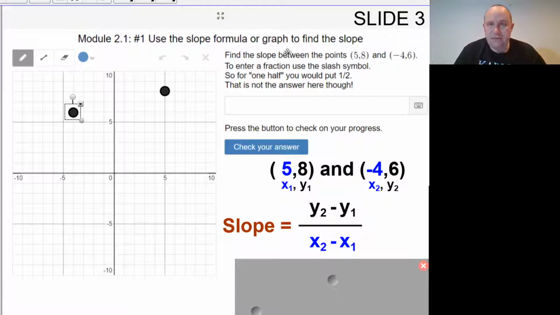So first question is, find the slope between these 2 points. And as a reminder, if you want to enter a fraction, you've got to use the slash symbol, which has got the question mark above it on your keyboard. And this one's not multiple choice, so you're just going to type the answer in here.